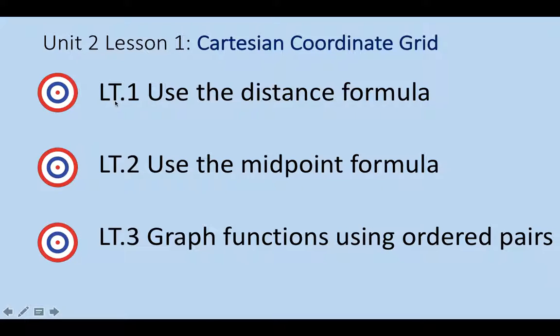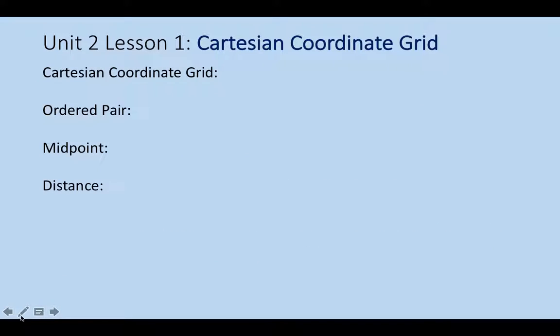Learning target 1, use the distance formula, and then learning target number 2, use the midpoint formula. And the third thing is be able to graph functions using ordered pairs. We will come up with much more sophisticated ways of graphing later on in this chapter, but for this lesson, we'll be using ordered pairs. All right, so what are some of the vocabulary things that you'll need for this lesson specifically?